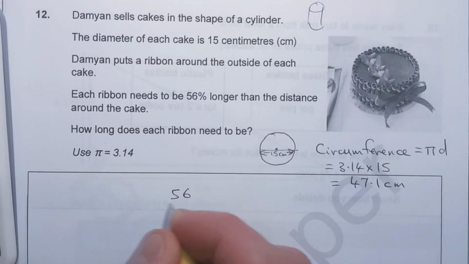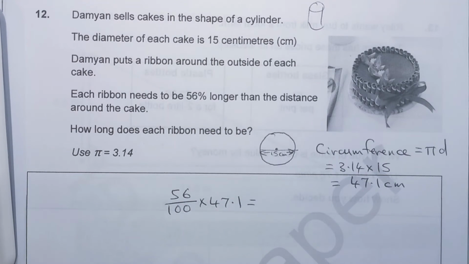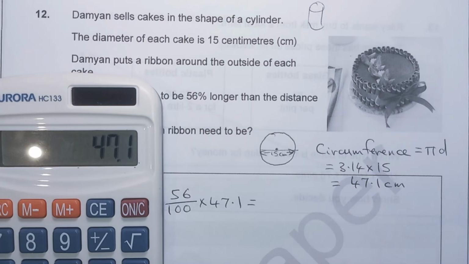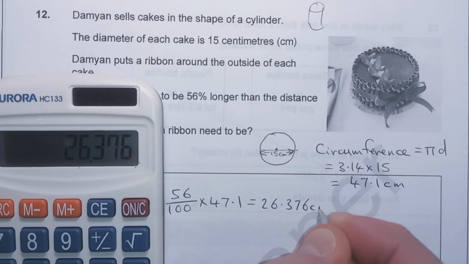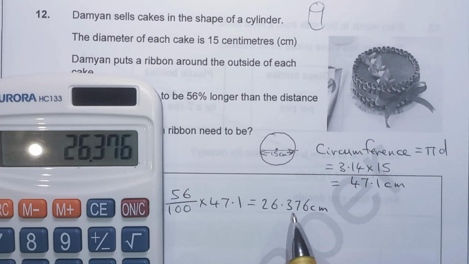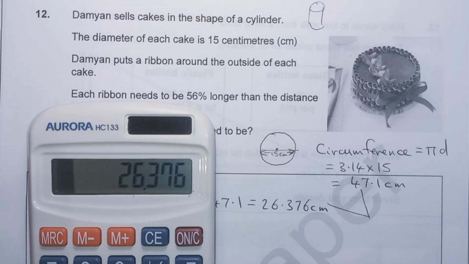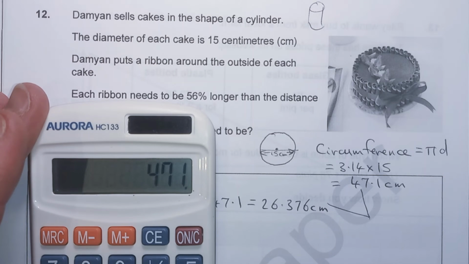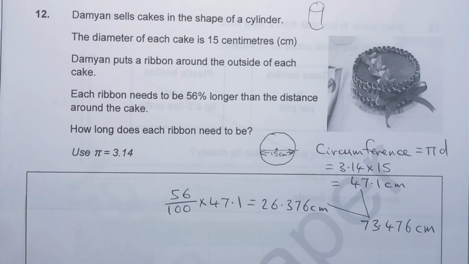Now it's 56% longer. So let's work out 56%. So 56 out of 100 of 47.1 times 56 divided by 100. We get 26.376 centimetres. That's the extra bit. So we need to add it on to the original. So 26.376, add on the 47.1, we get 73.476 centimetres.